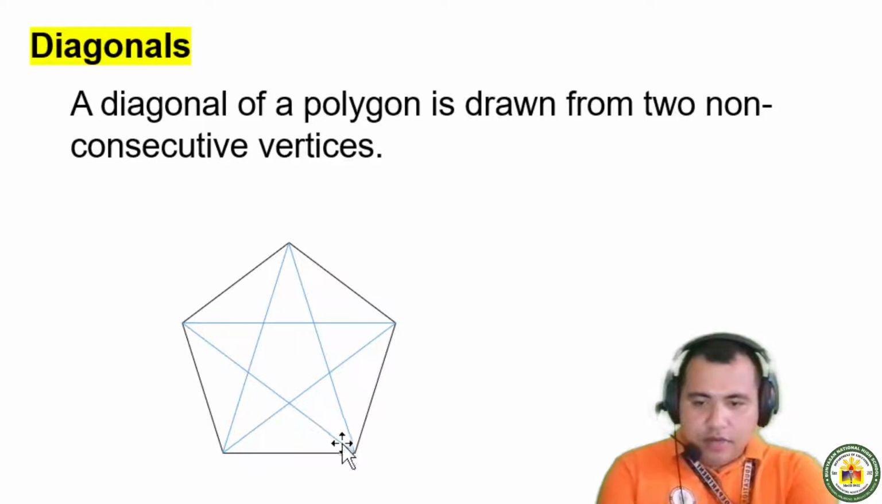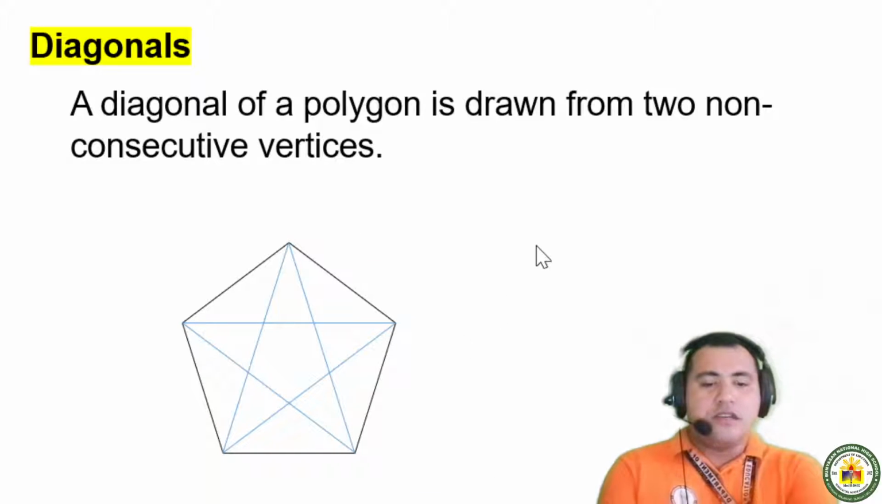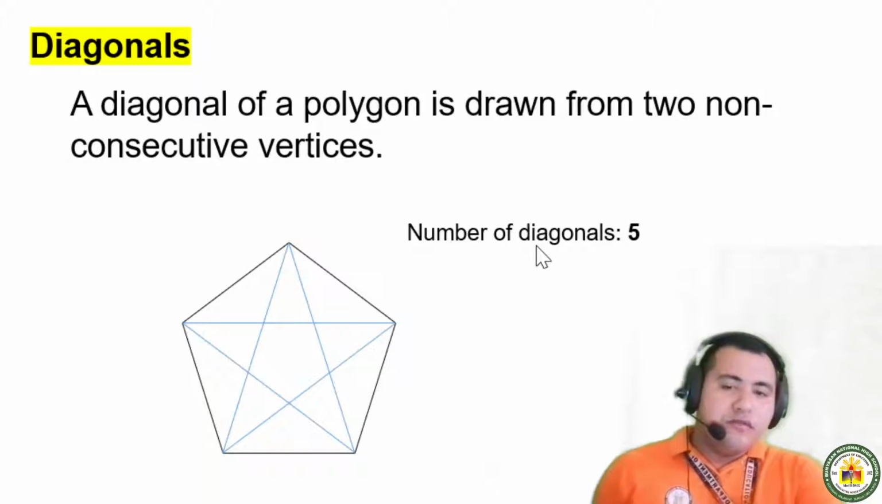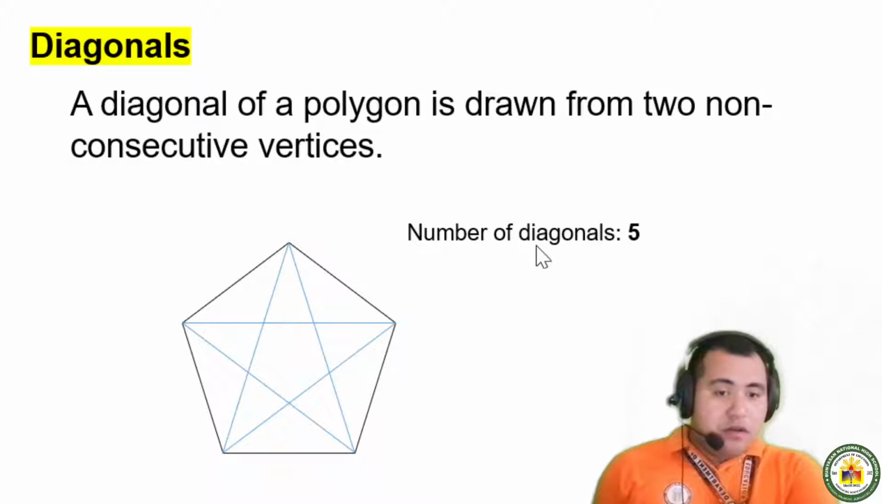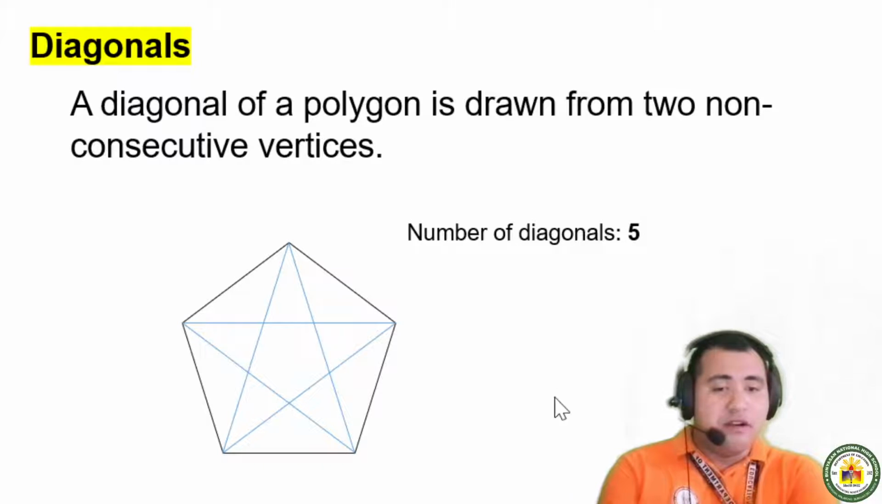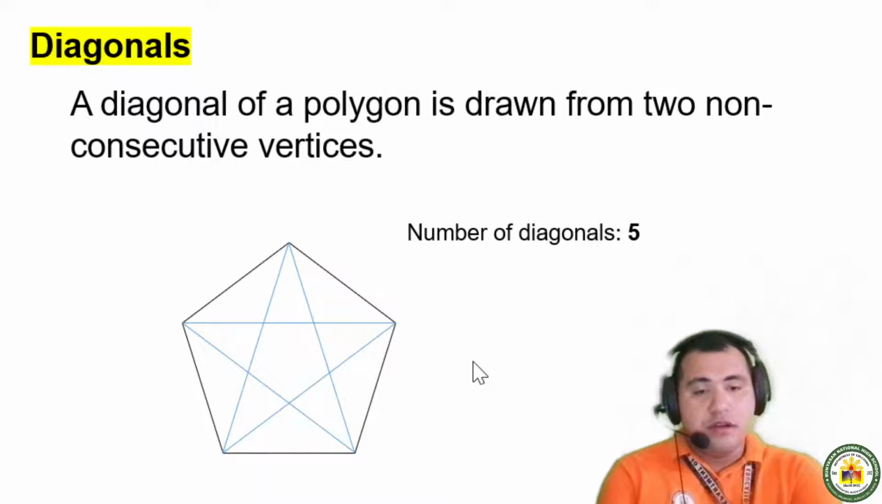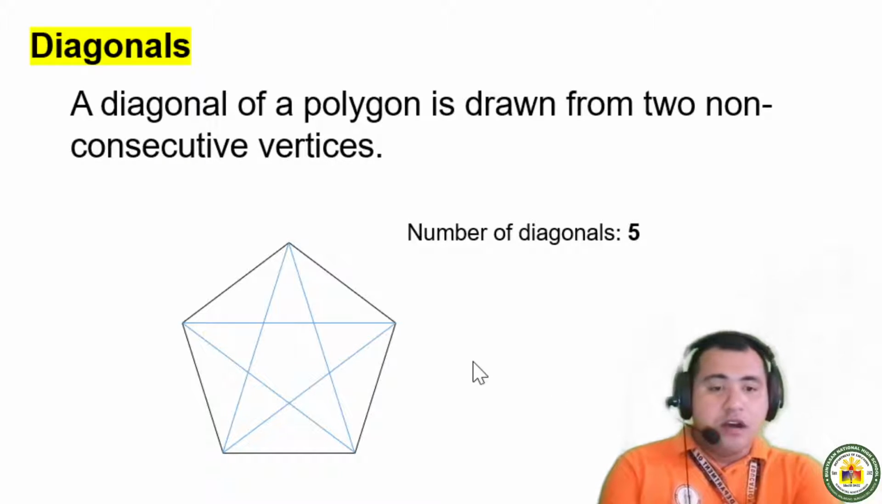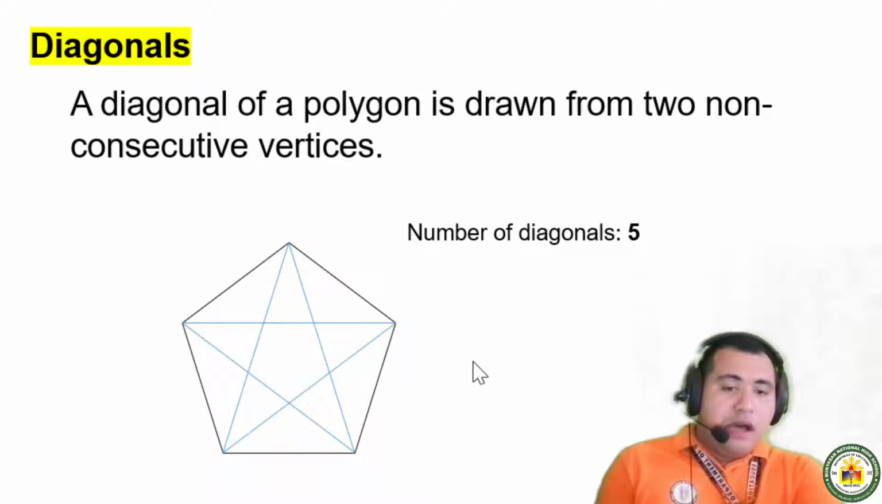Okay, wala na lain. Wala na may mag-connect. Okay, so therefore, the number of diagonals that we draw is 5. So there are 5 diagonals in that polygon. And what is that polygon? Pentagon. There are 5 diagonals of a pentagon. Okay. That is how we're going to draw diagonals in a certain polygon.